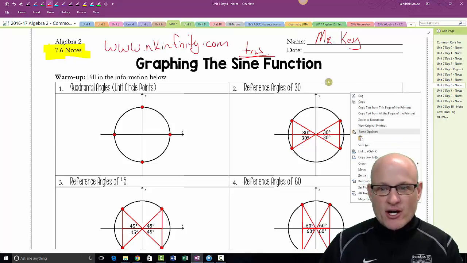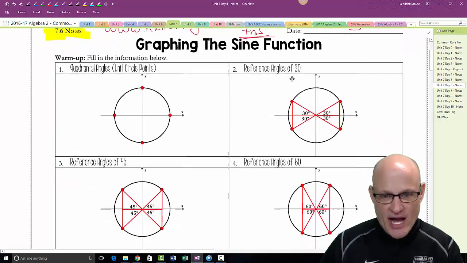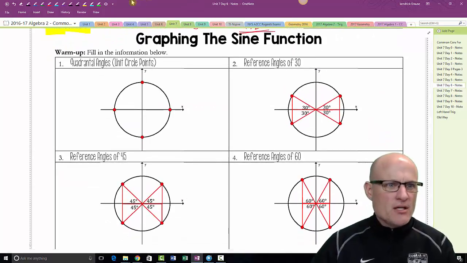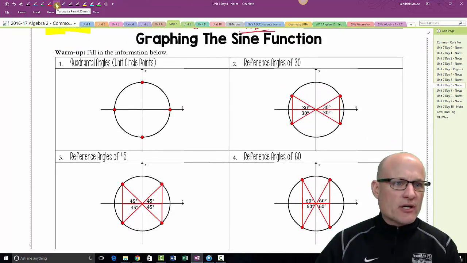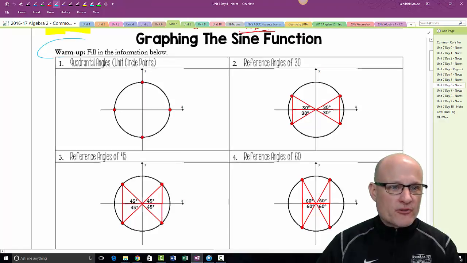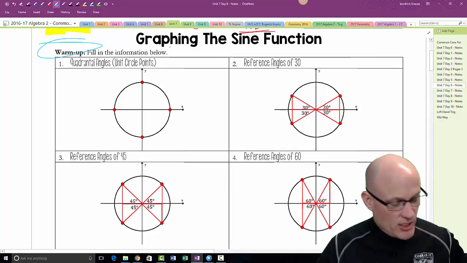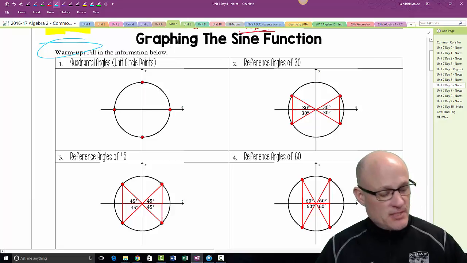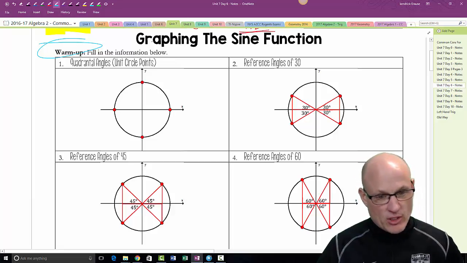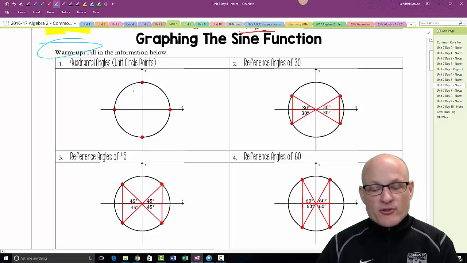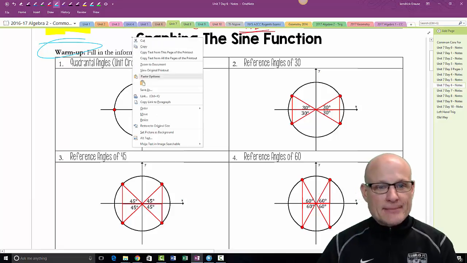So today we're going to talk about graphing the sine function. First trigonometric function that we are going to graph. Let's do a little warm up first. These ones you should be doing on your own, and see what you do, and then we're going to get to the graphing. So pause it for a second, try these on your own, and then come back.